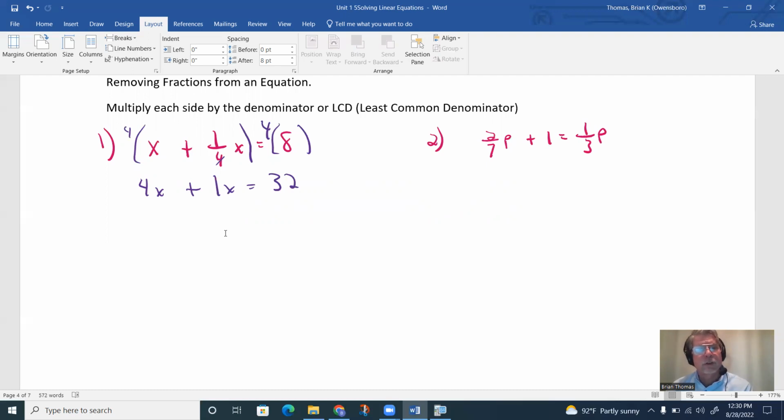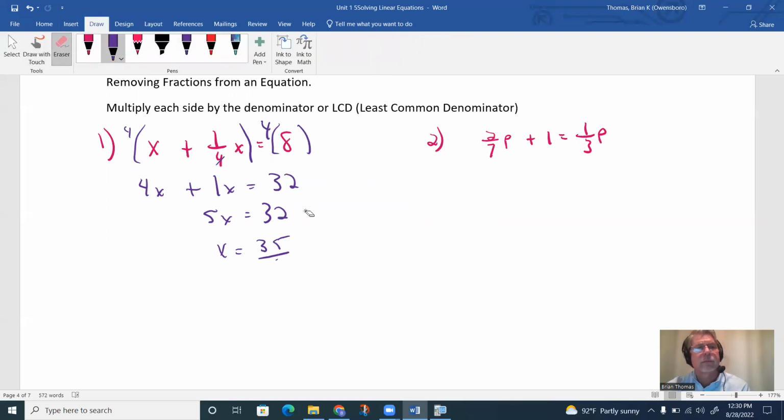So 4x plus 1x is now going to give me 5x equals 32. If I divide each side by 5, that's going to give me 32 over 5. So let me fix that there. So 32/5 would be the solution to that equation.